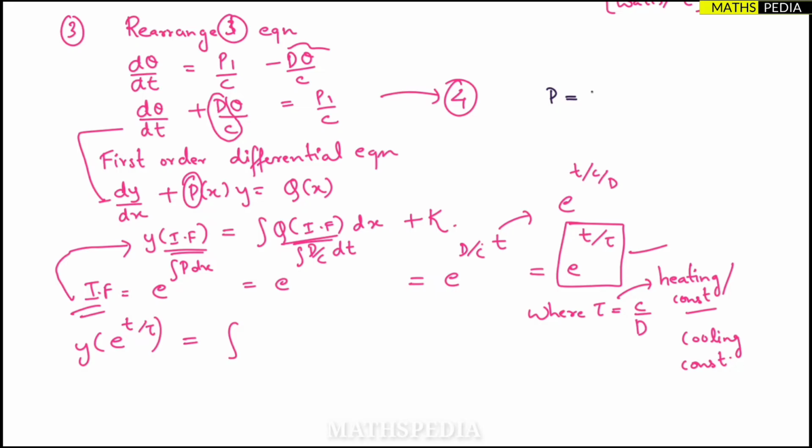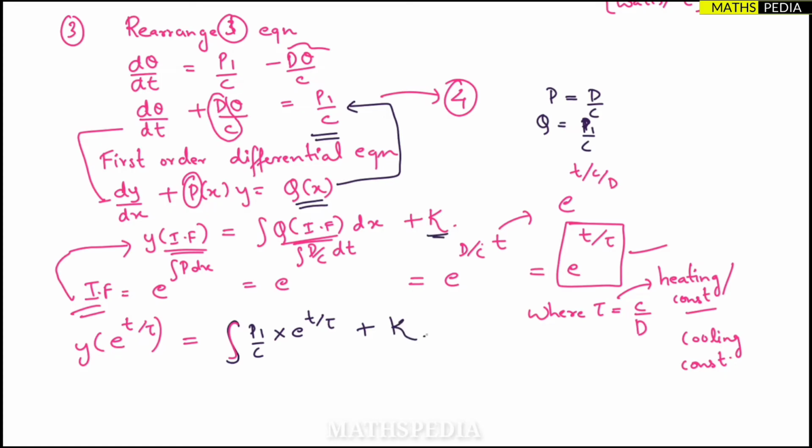P we got it as what? D by C. Okay, after comparison, Q we are getting it as what? P1 by C. How? Compare this with this. Here Q of x, here also Q of x. Comparison. Okay, so integral of Q of this thing, right? So Q means P1 by C into integrating factor e power t by tau plus the integrating constant k.